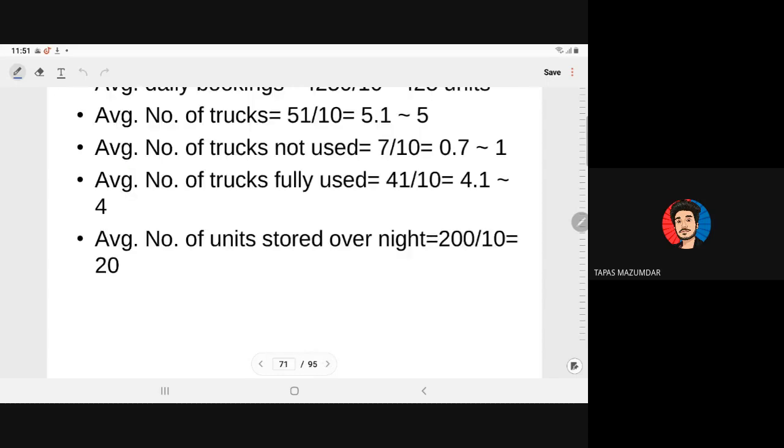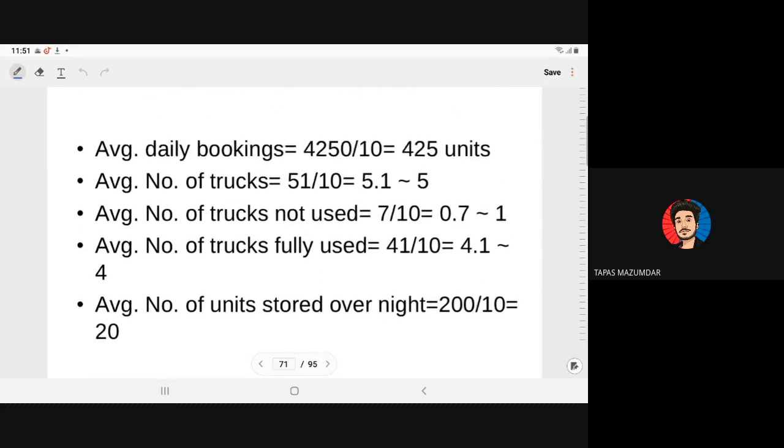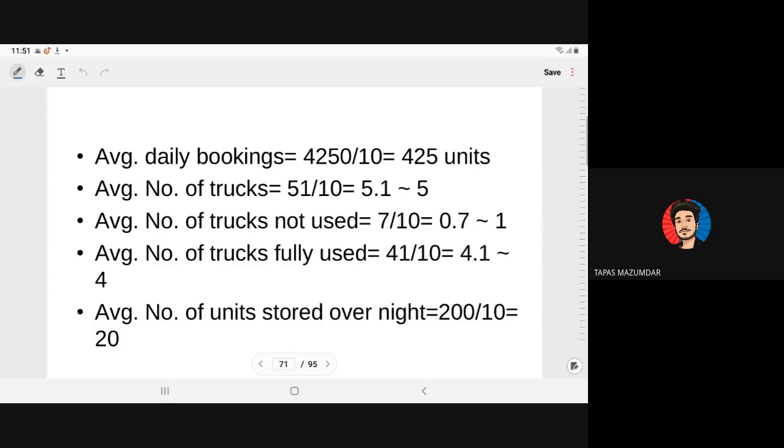So from here if you compute the different types of averages: average daily booking, 4250 divided by 10; average number of trucks, 51 by 10; average number of trucks not used, 7 by 10; average number of trucks fully used, 41 by 10, right? Then the average number of units stored overnight is 20 units. So on average we are storing 20 units.